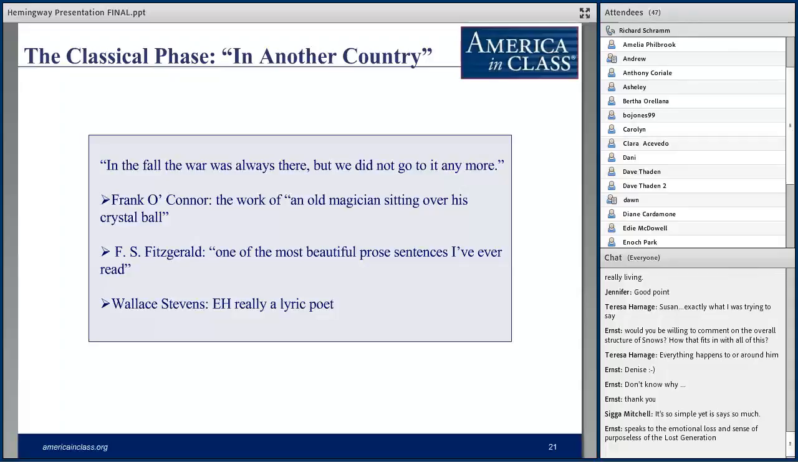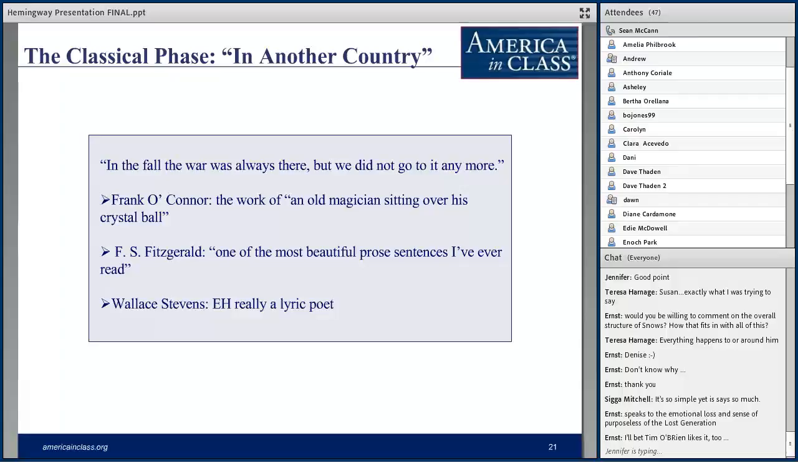We don't go to it. The war is a physical presence that we're not going to pay any attention to. It's almost like ignoring the ocean. Yes, exactly. Bunbury writes, "I bet Tim O'Brien likes it too." So how do you judge those responses?